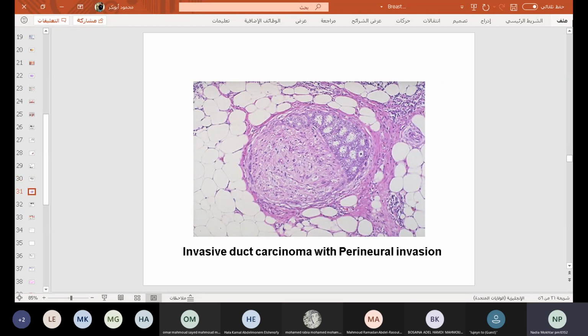Or it can spread along the nerves. Here we can see a nerve bundle with a tumor inside the nerve sheath. We call this perineural invasion. This naturally causes a lot of pain, because if it is a sensory nerve, it is going to cause pain. But more importantly, it is disseminating. Perineural invasion. Next.